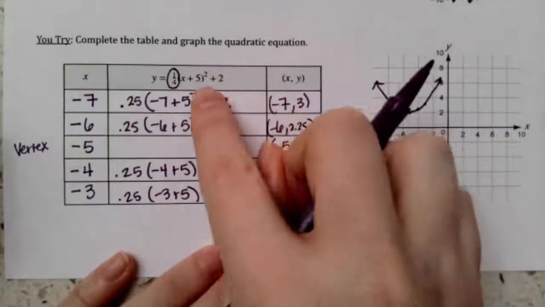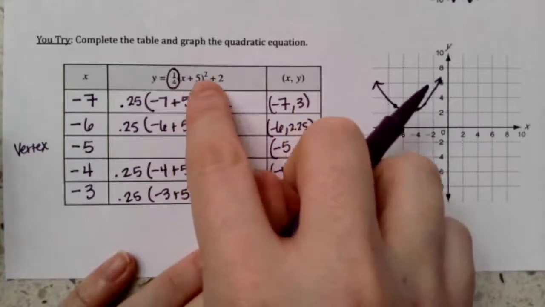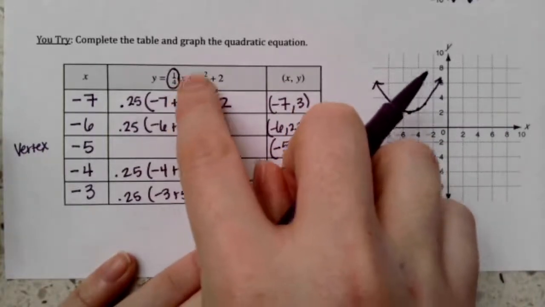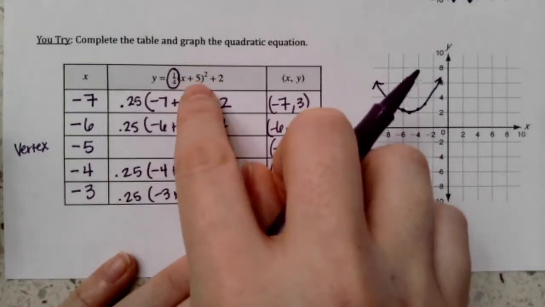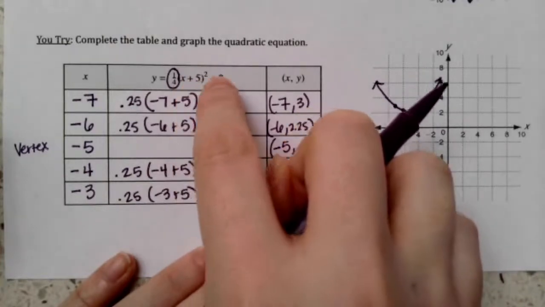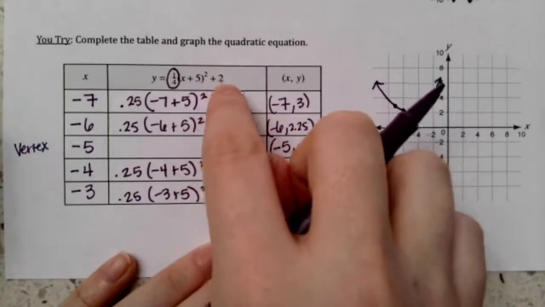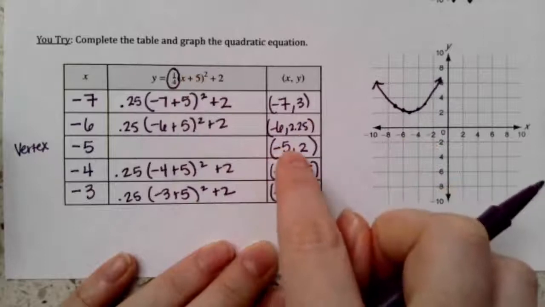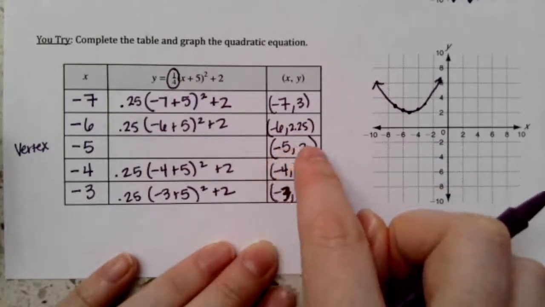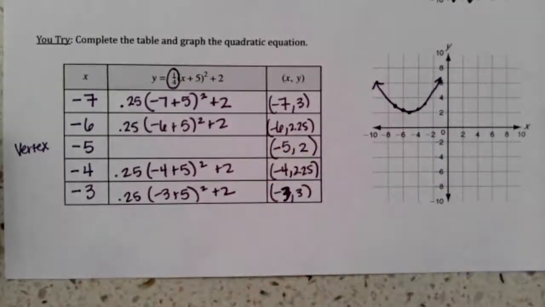The last quick thing to mention is that if you don't have parentheses, so you don't have anything inside here, it just says like x squared, that means your h value is 0. And if you don't have anything over here, it means your k value is 0. So just if there's not anything there, it still exists, it's just the number 0. And that will help you find your vertex.